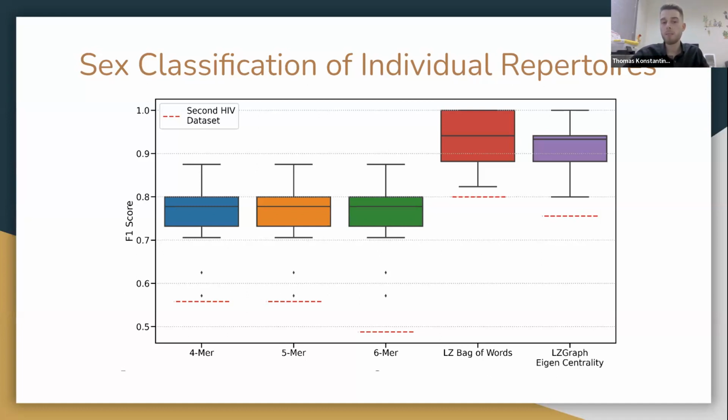And you can also see by the red dashed line that when we took a second HIV dataset with samples that neither were included in the construction of the graph nor in the training of the model, you see that those features are also more robust than using just K-MERs.